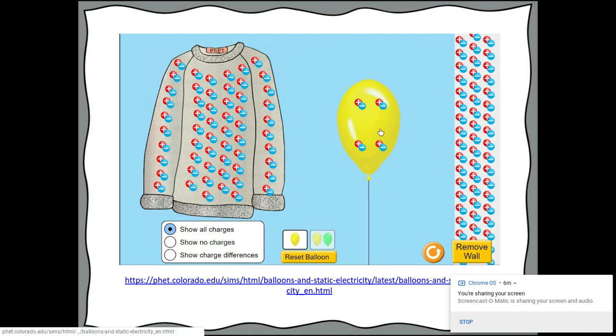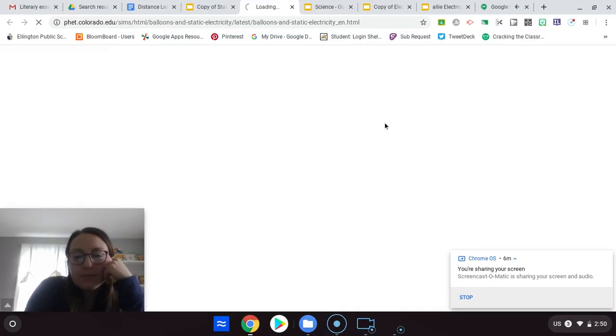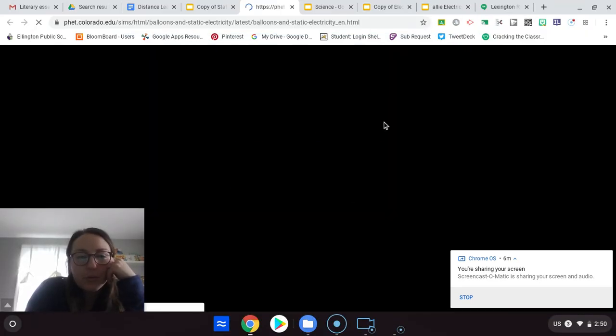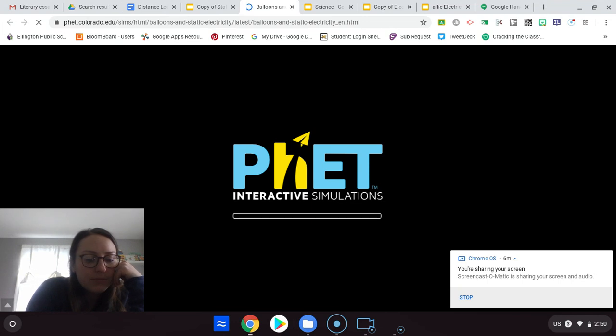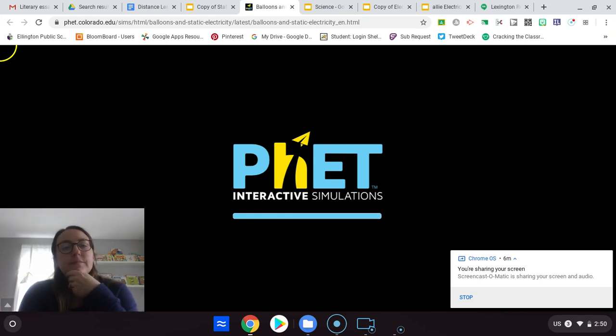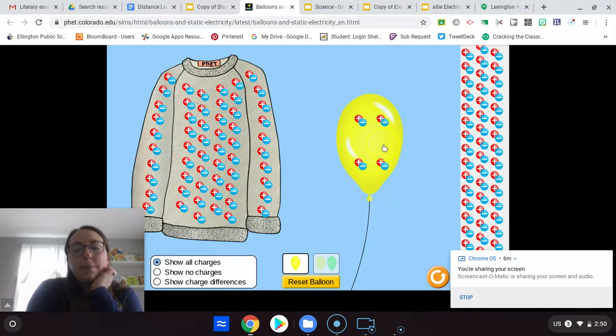So here, I don't know if this will work. Here I have a balloon with 4 protons, 4 electrons. They should be orbiting, but we're kind of playing a game with this, okay? If I take this to the sweater, oh, it's going to open it. Ooh, fancy. Maybe, maybe not. Okay, let's see if it works now.